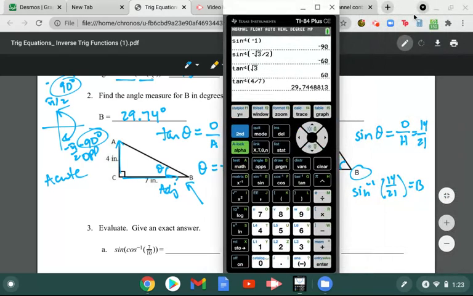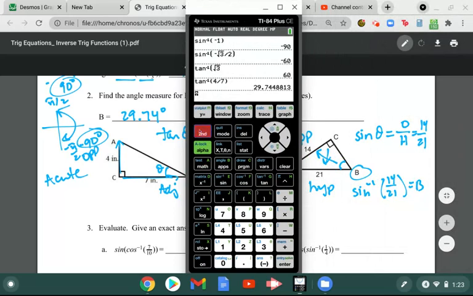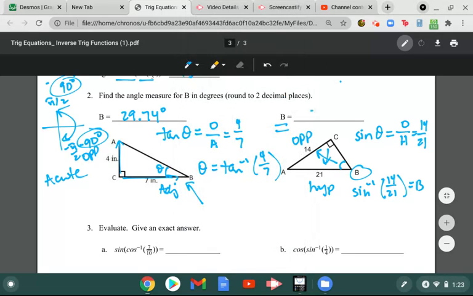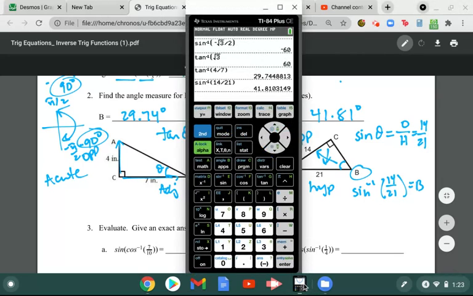Let me move this over so I can see my work. So I want to go second sine inverse of 14 over 21. And I'm not going to bother to simplify that. The calculator will do what it needs to do to find that sine inverse value, that angle for me. And I get 41.81 degrees. And let me just make sure I've got the first one correct too, 29.74. Great. So the calculator is really helpful here.